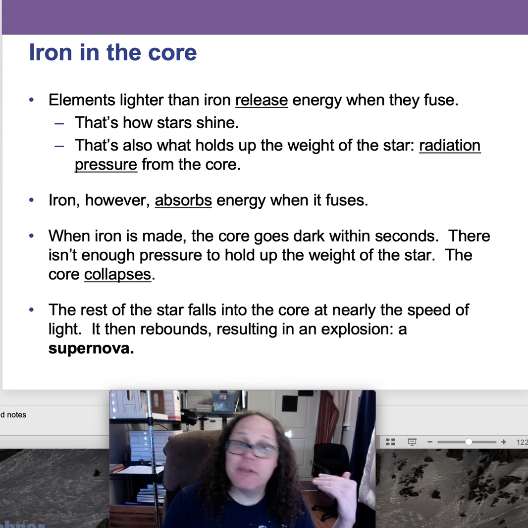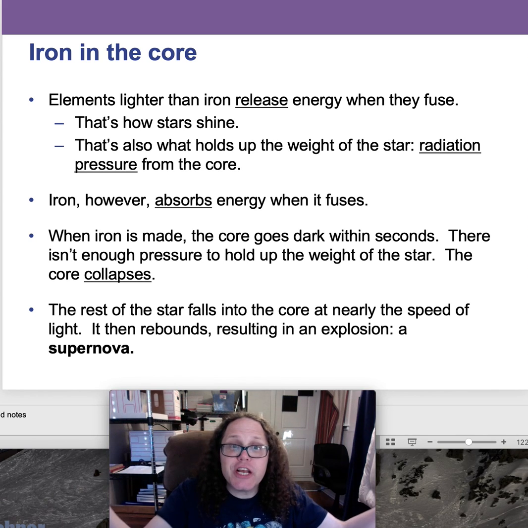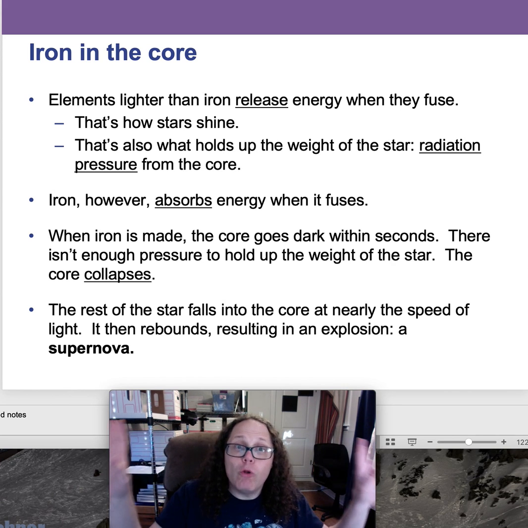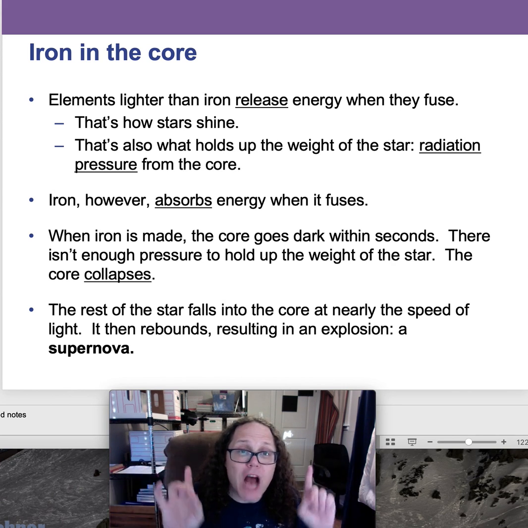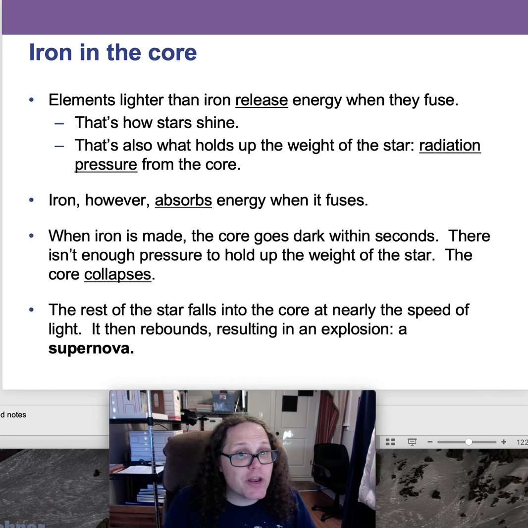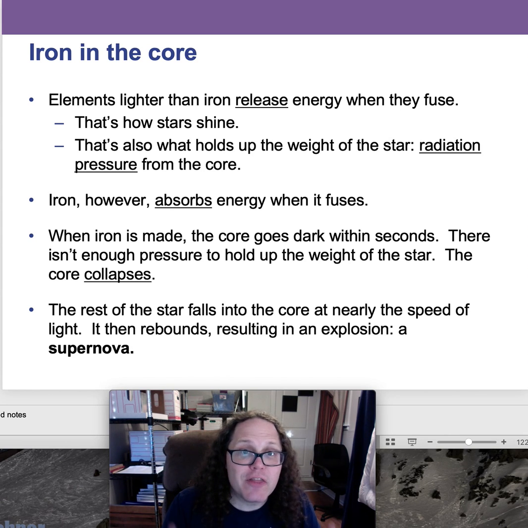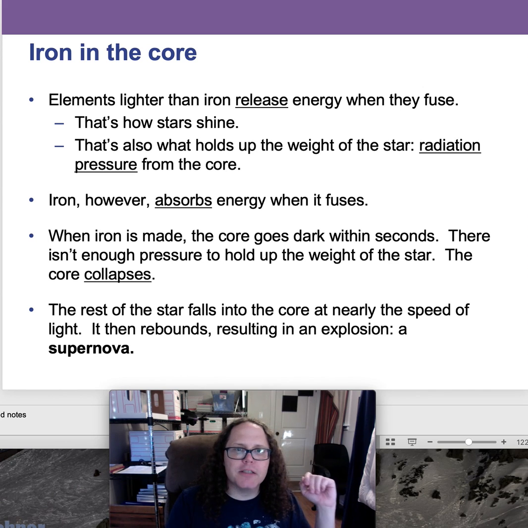Why? Because elements lighter than iron release energy when they fuse. Radiation pressure from nuclear fusion holds up the weight of the star, but iron and elements heavier than iron do not release energy when they fuse. They absorb it. So, when iron is manufactured in the core, it sucks up the luminosity of the core. Within seconds, the core goes dark.